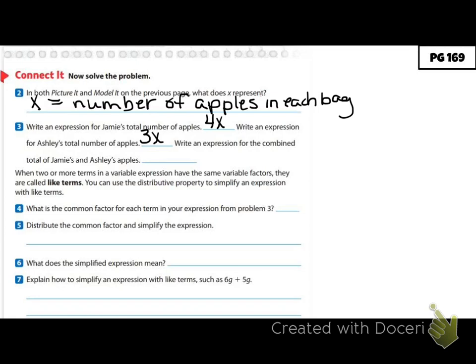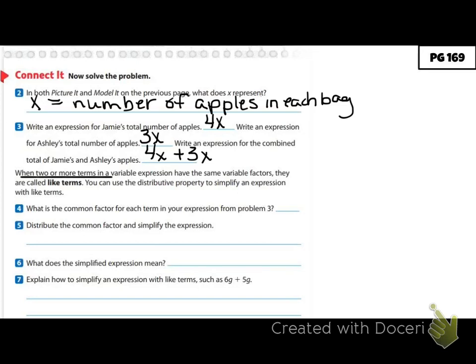Now, write an expression for the combined total of Jamie and Ashley's apples. Well, if we're combining them and we're wanting a total, we're going to be adding. So you would write 4X plus 3X.